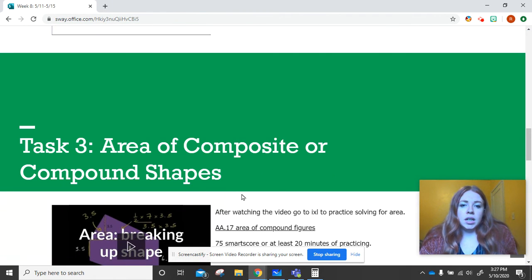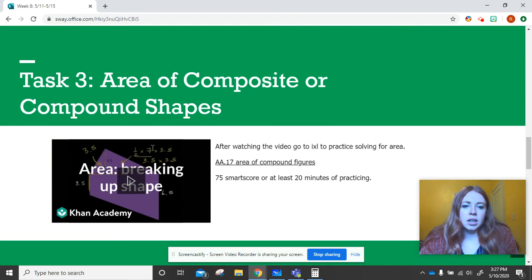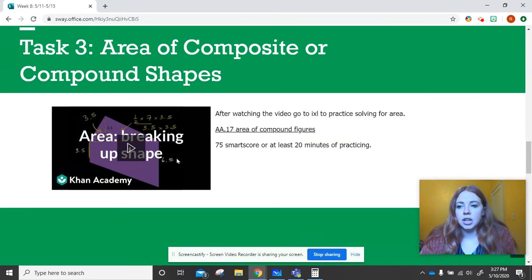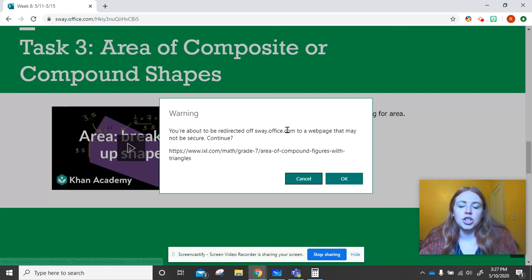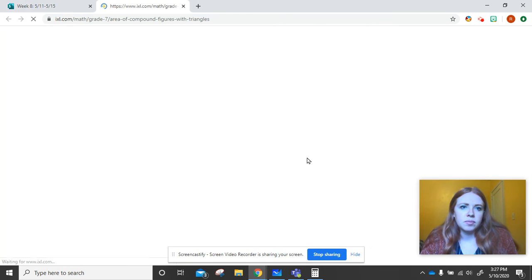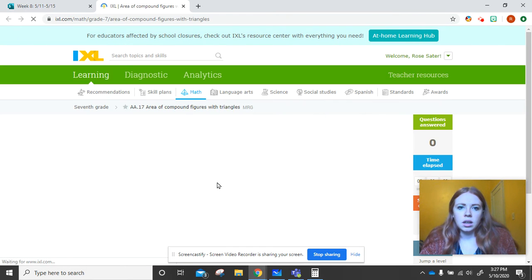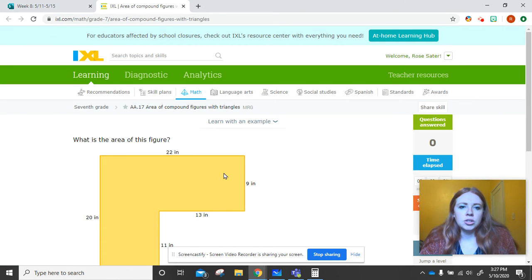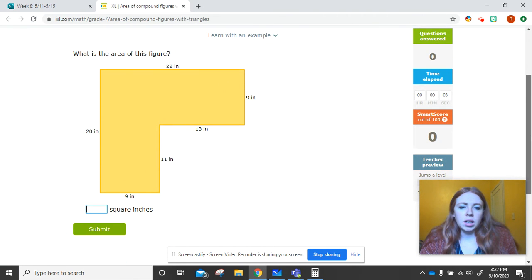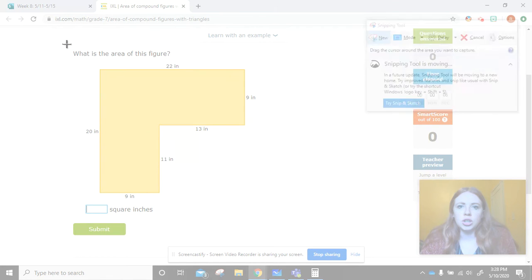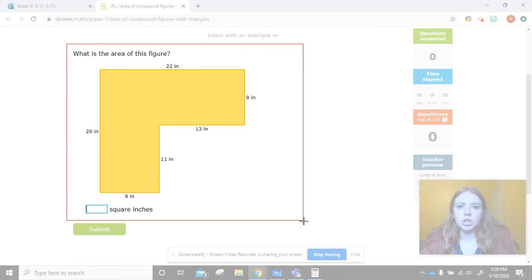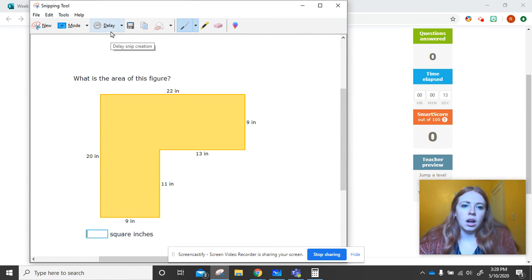The next one is area of composite and compound figures. So that means that shapes are put together in a way, and then you're supposed to break them apart to find the area of them. So I'm going to show you the iExcel for this one. So the shape that we're given looks like this. I'm going to screenshot it and show you guys by drawing on it the different ways that you could break it apart. So there are 2 different ways that we could break this apart.